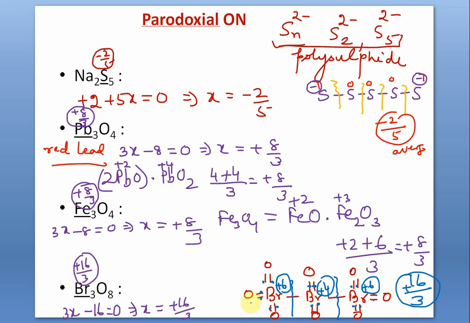Unless and until you know the bond structure, it's not possible to assign the oxidation number of each atom of a particular element. So never ever mind that you do not know this structure. You will know subsequently.